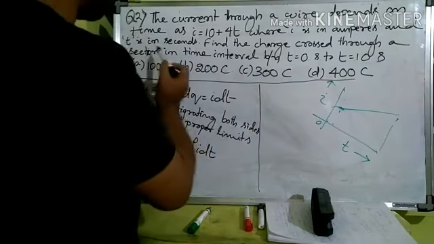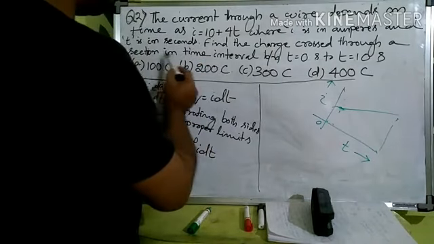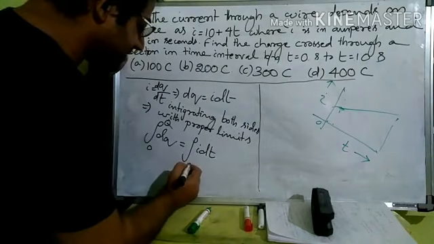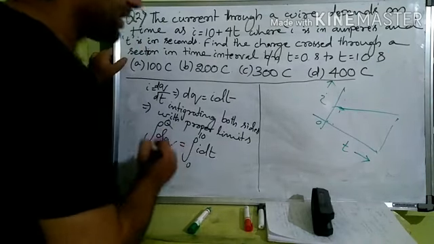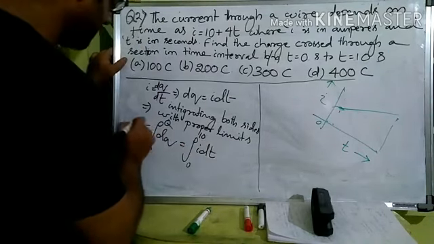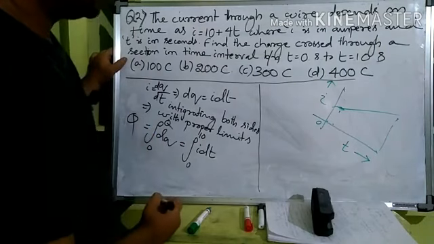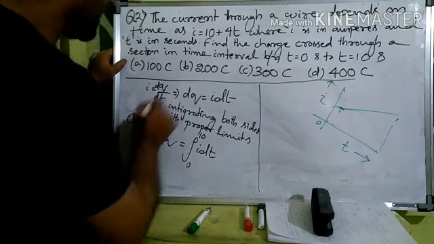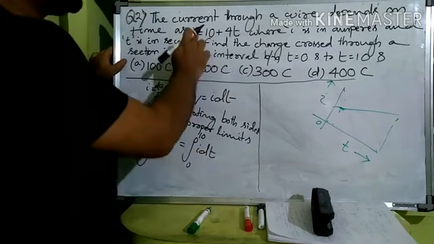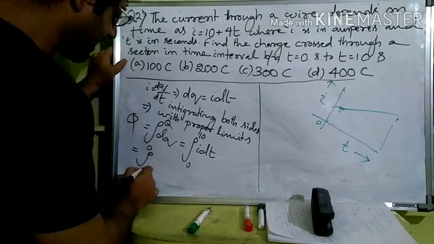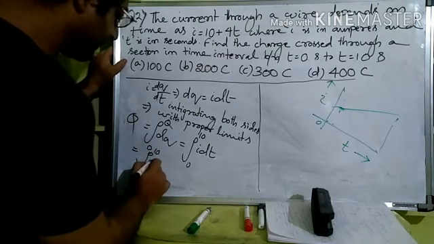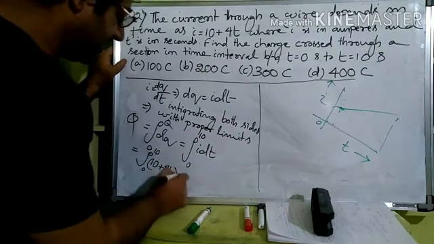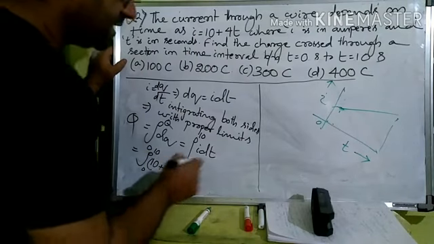It is asking to find the charge crossed through the section in the time interval between t is equal to 0 to t is equal to 10 seconds. So t is varying from 0 to 10. Within that, that is the q we are going to calculate, right? Is equal to integral of I dt. Now how I is varying according to t is given in the question. So for I, you write 10 plus 4t, dt, right?